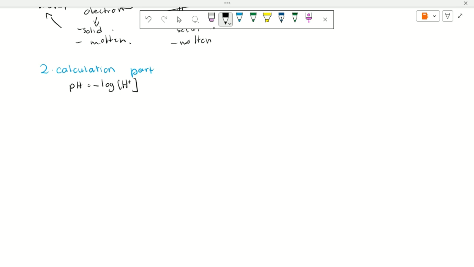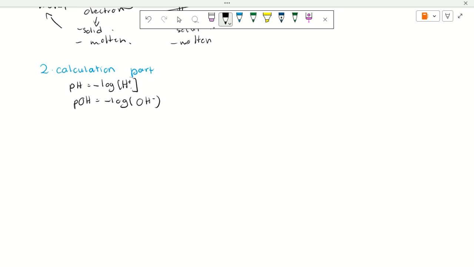Basically, if a question gives you the concentration of a hydrogen ion and it asks you to find the pH of a substance, you just put in the concentration over here and then you'll get the pH. And then we have the next one, which is pOH equal to negative log OH negative. This one is the concentration of hydroxide ion.